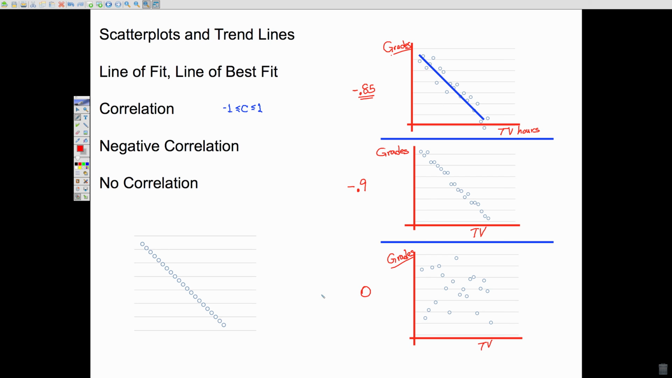Finally, the graph at the bottom left represents a perfect negative correlation. A perfect negative correlation is said to be a correlation of -1, and you can see the data lines up perfectly with negative slope.